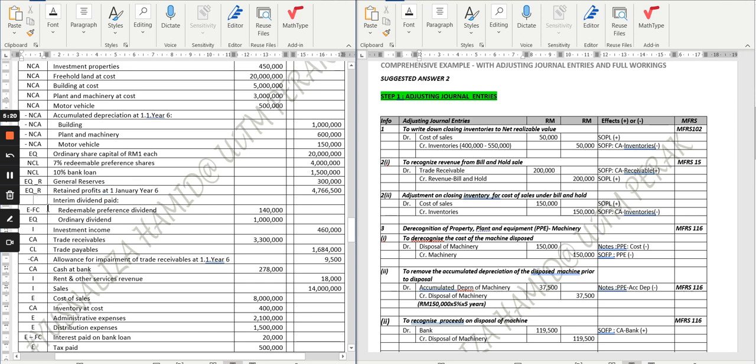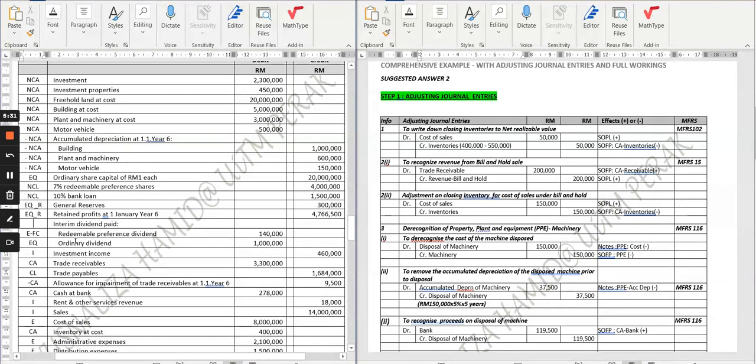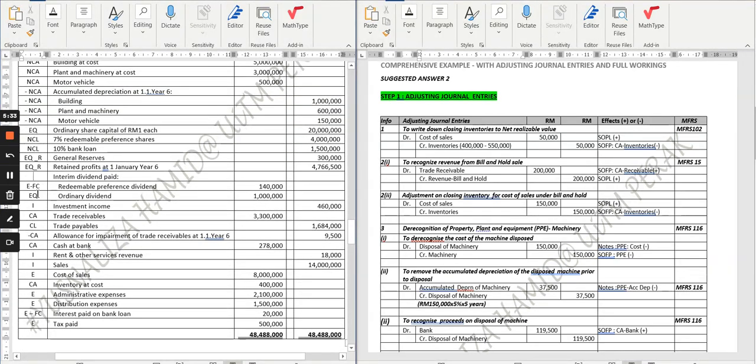And the interim dividend that you have here is also an equity distribution using the profit for the year. And be careful, the interim dividend that is an equity is those related to the ordinary dividend. The interim dividend on the redeemable preference shares is not an equity distribution, but this is similar to debenture interest or interest expenses, which is a finance cost.